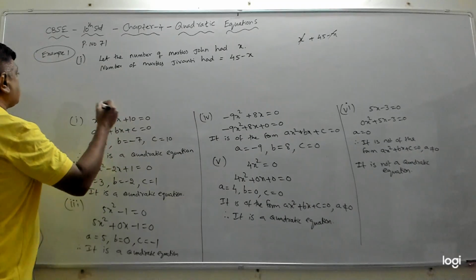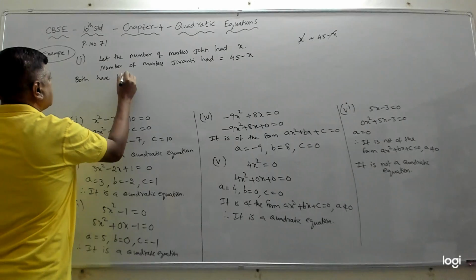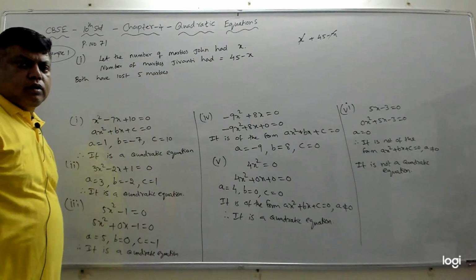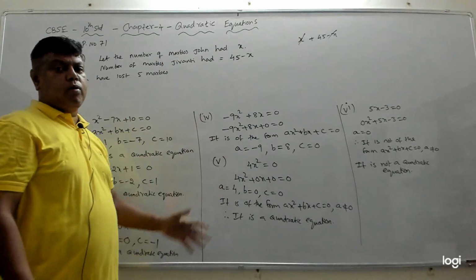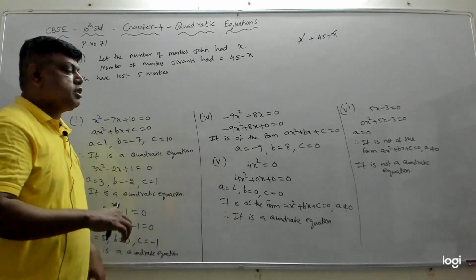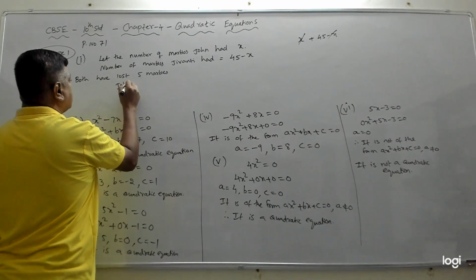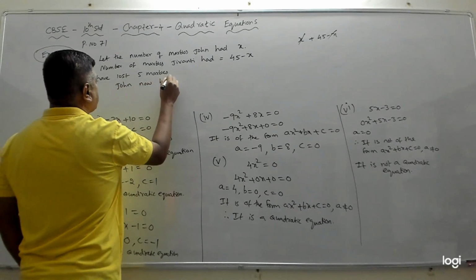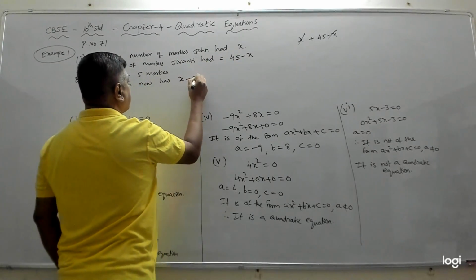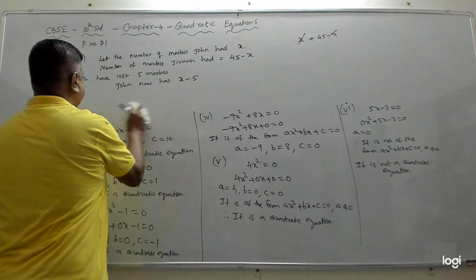Now both of them have lost 5 marbles. When both of them lose 5 marbles each, how many marbles do they have now? The second condition says both of them lost 5 marbles each. So John now has how many marbles? He lost 5. Initially he had x. He lost 5, which means it will become x minus 5. John will have now x minus 5.